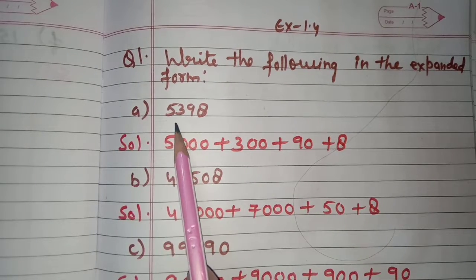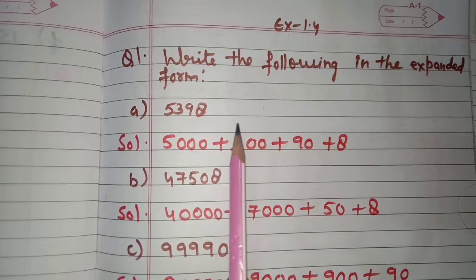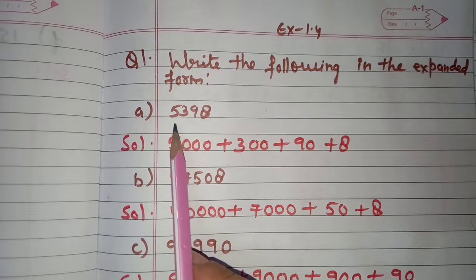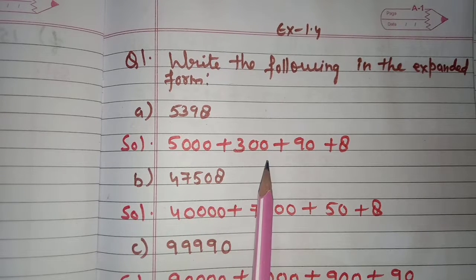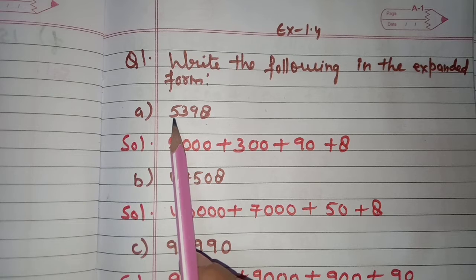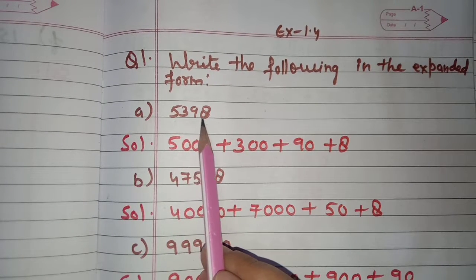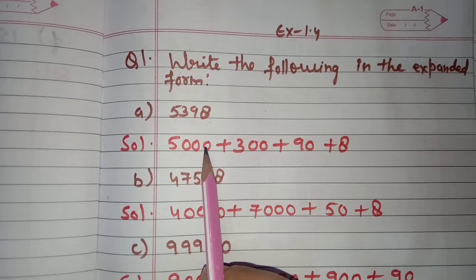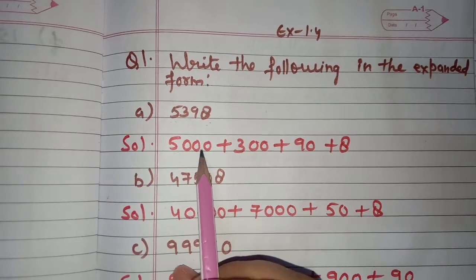So here we have a 4-digit number 5398 and we have to write this number in the expanded form. In expanded form, we have to write the place values of each and every digit separately. So the first one is 5. So we will write 5 and there are 3 digits next to its right side. So we have to place 3 zeros next to its right side, that is 5000, or you can say 5 is at thousands place, so you have to write 5000.